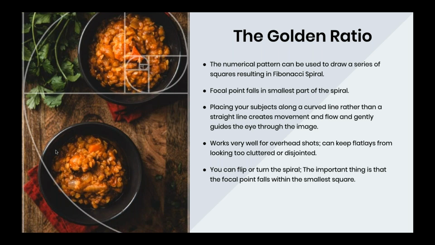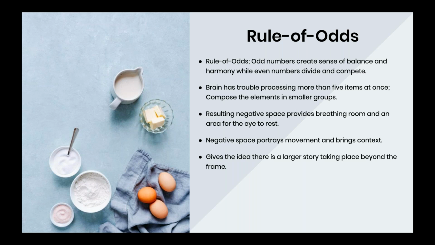The important thing with using this pattern, again, is that you have a focal point that's generally falling in the smallest area. So you could flip the spiral. It doesn't matter if you have it in landscape or portrait. You can use it whichever way you want, as long as you aim to have the focal point generally in that smaller area. So this is a pattern that works really well for overhead shots. It helps you keep flat lays from looking too cluttered or disjointed, and just really works well to guide the eye gently throughout the image.